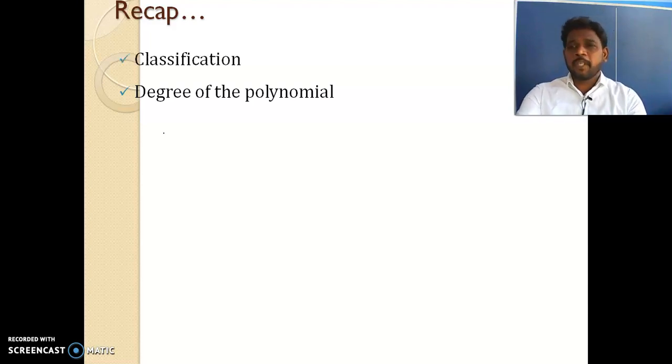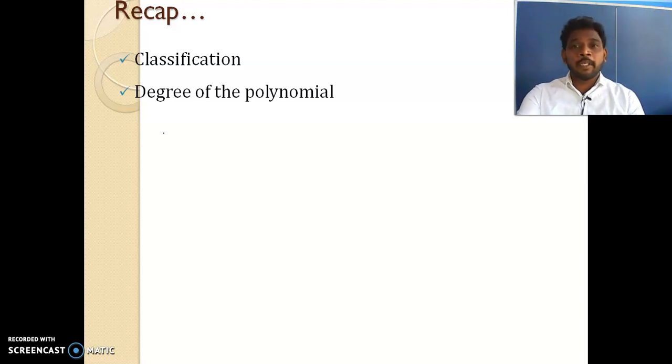And classification. How can we classify the polynomials? The classification of polynomials is according to the terms and according to the degrees. According to the terms, if a polynomial contains only one term, it is called a monomial; a polynomial which contains two terms is called a binomial; a polynomial which contains three terms is called a trinomial; and four or more terms, you can generally call a polynomial. Okay, so this is according to the terms.